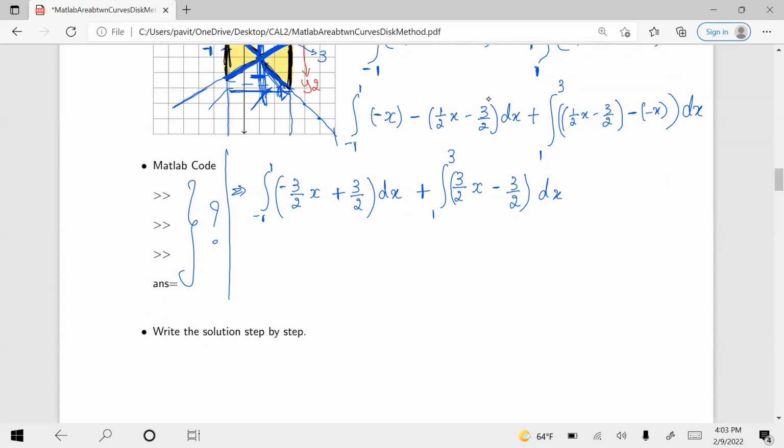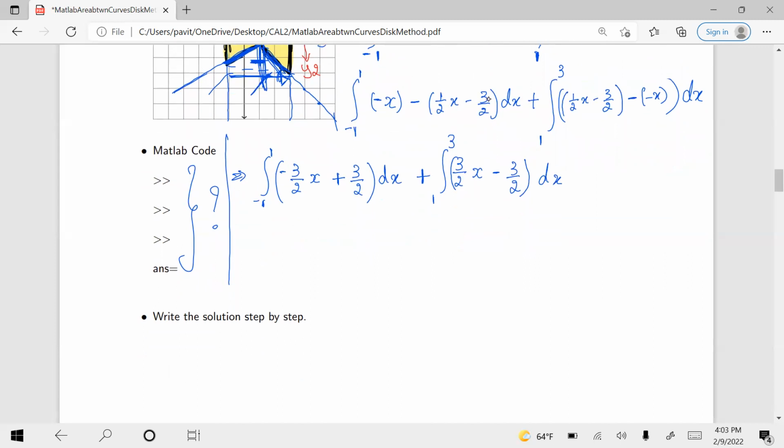Okay. Now you have simplified everything. You are going to apply the power rule.